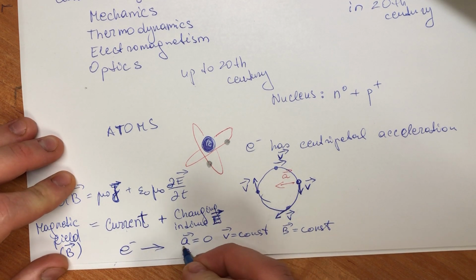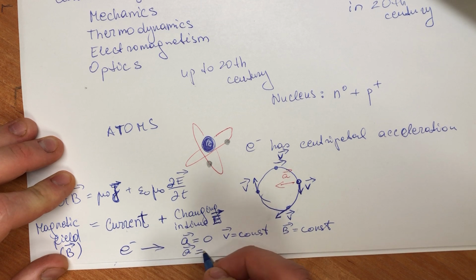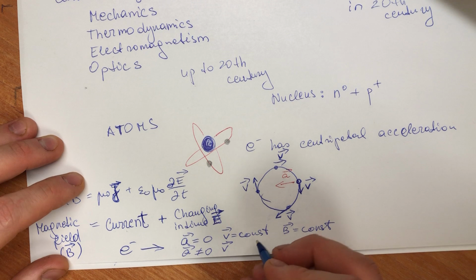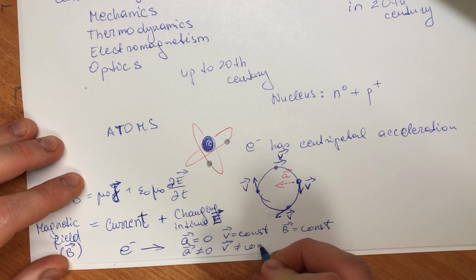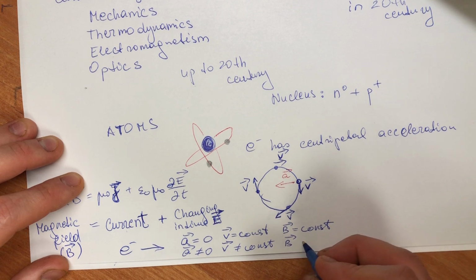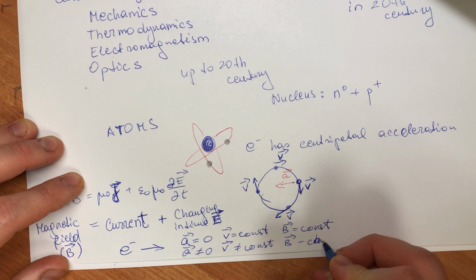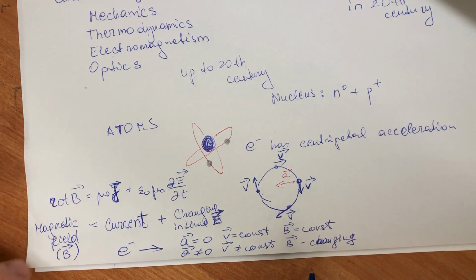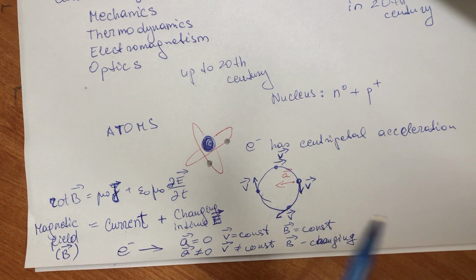So if A is not equal to 0, V is not constant, so this means that B is changing. If B is changing, then of course it's changing in time, and that changing in time B field can produce an electric field.